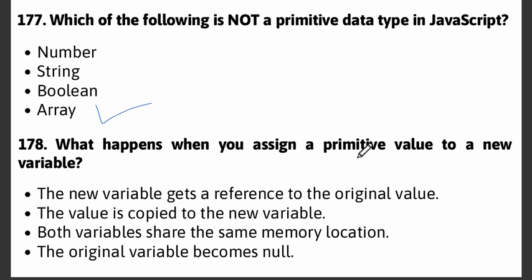What happens when you assign a primitive value to a new variable? The options: the new variable gets a reference to the original value; the value is copied to the new variable; both variables share the same memory location; the original variable becomes null. So the correct answer is the value is copied to the new variable.